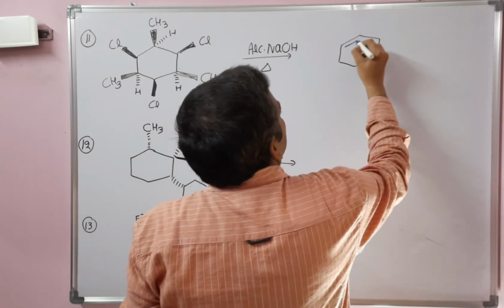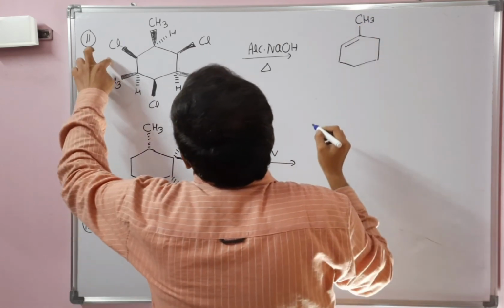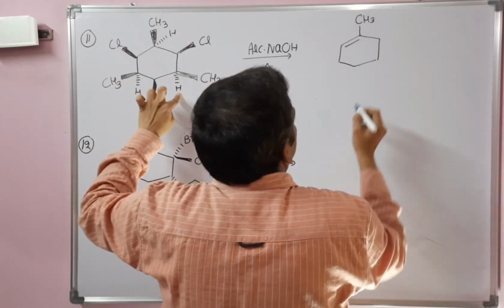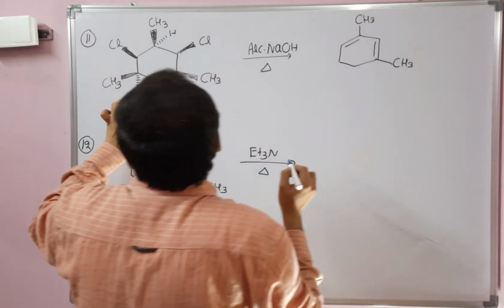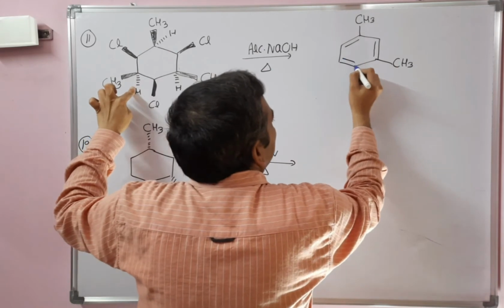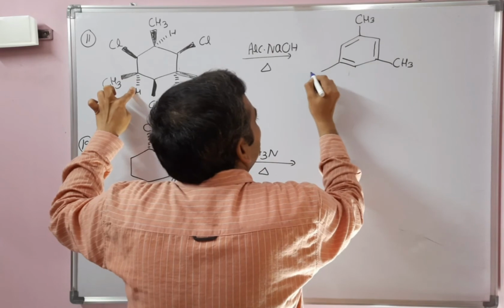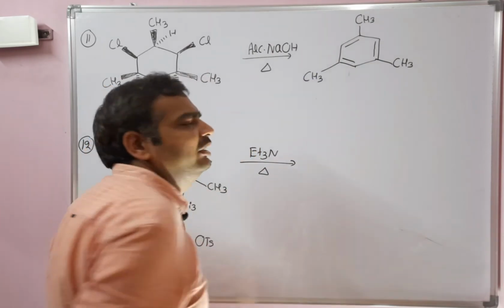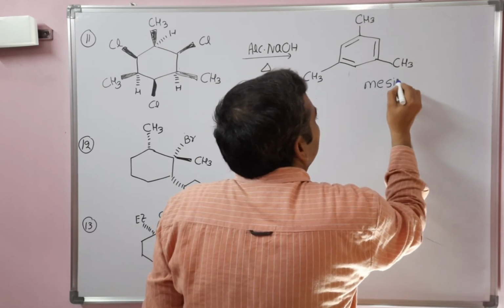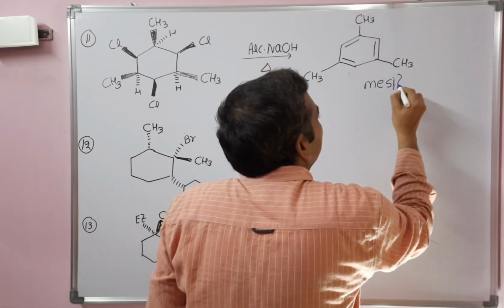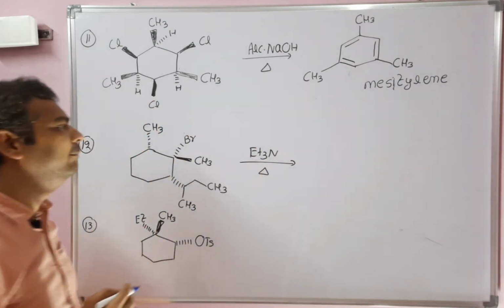Suppose I am writing like this, chloro CH3. This abstracts a proton here, and this abstracts a proton here. We will get a double bond here and CH3 here, and this will abstract a proton here. We will get a double bond here. So dehydrohalogenation is taking place. This is a methyl. So this is 1,3,5-trimethylbenzene. This is mesitylene, 1,3,5-trimethylbenzene.